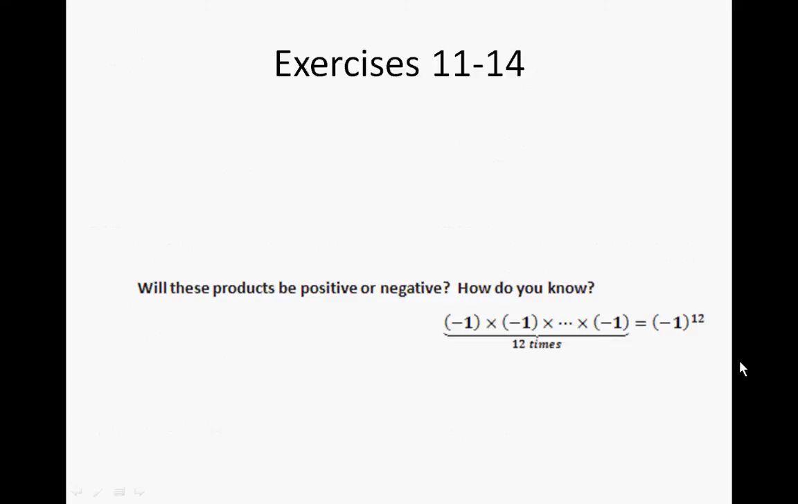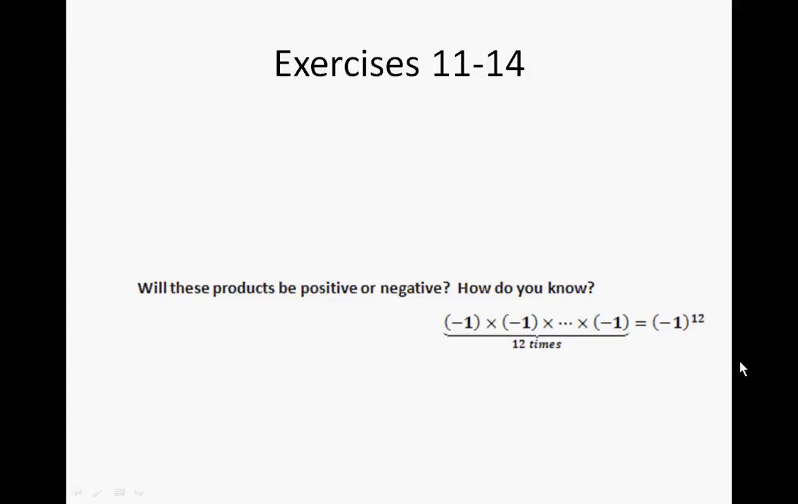Okay, let's take a look at exercises 11 through 14. We want to make sure that you are explaining these correctly, so I'm going to show you what a sample answer will look like before you do the rest of them. So let's take a look at the first one.